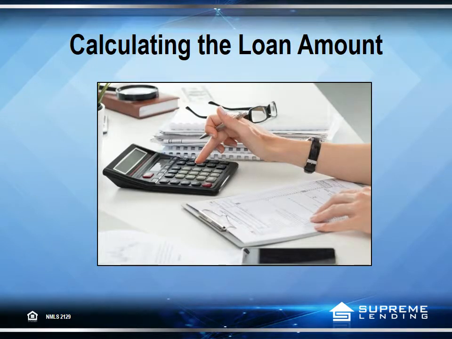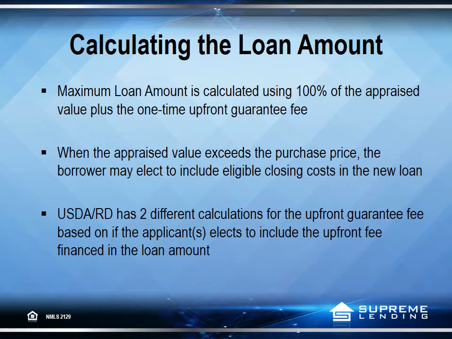Now we'll take a look at calculating the loan amount. The maximum loan amount is calculated using 100% of the appraised value plus the one-time upfront guarantee fee. When the appraised value exceeds the purchase price, the borrower may elect to include eligible closing costs in the new loan. The USDA Rural Development has two different calculations for the upfront guarantee fee based on if the applicant elects to include the upfront fee financed in the loan amount.